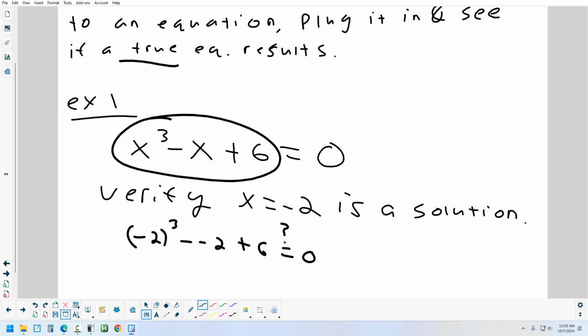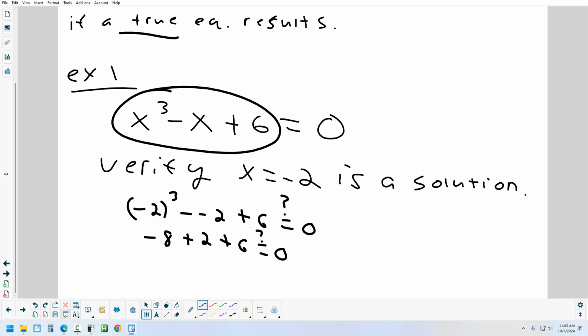-2 cubed is going to give me -8. And -2, what does that become? Becomes +2. All right, and what's -8 plus 2? -6 plus 6. 0. Perfect.